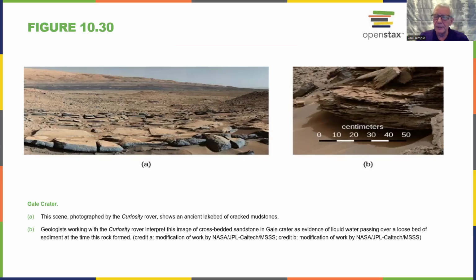So on the right, B is another evidence of layered formation from water. And on the left, you see those flat rocks. That looks like a riverbed or a lake bed when the lake dries up and just leaves the bottom.